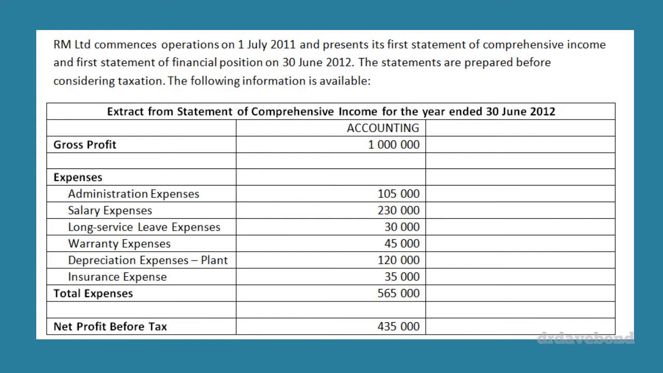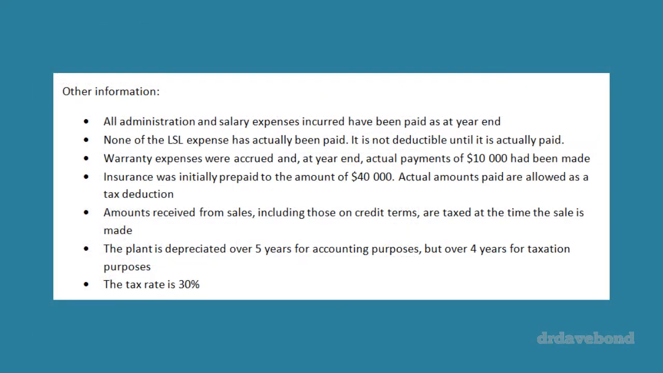We then have a look at the other information that we have. And what we have is all administration and salary expenses incurred have been paid at the end of the year. None of the LSL expense has actually been paid and it's not deductible until it is paid. Warranty expenses accrued. You've actually paid out 10 grand in warranty costs, so obviously your product has had some problems. Insurance was initially prepaid to the amount of $40,000. Actual amounts paid are allowed as a tax deduction.